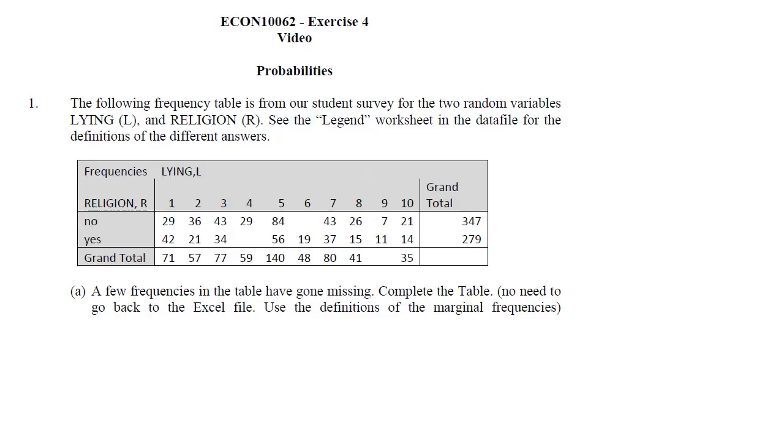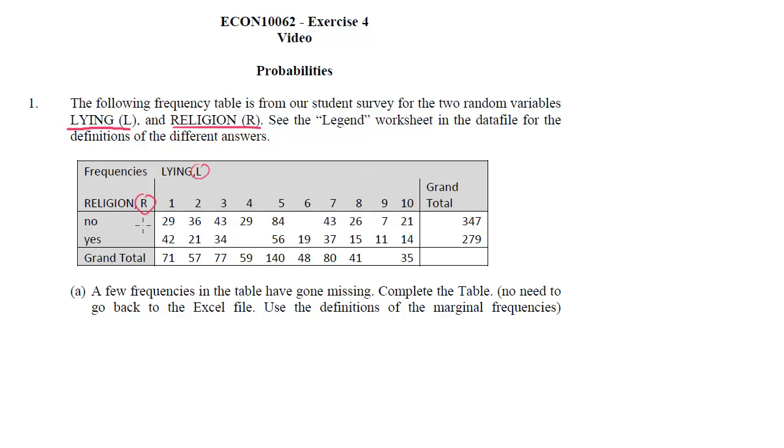So let's solve exercise 4. What we can see here is a frequency table for two of the variables from our student survey, the lying variable and the religion variable. So we can see the religion variable here, we call it R, and the lying variable across the columns.